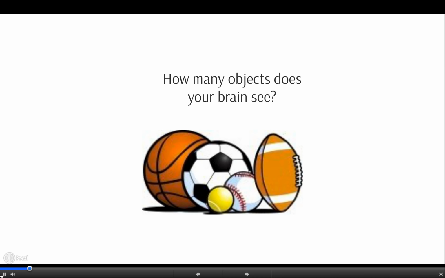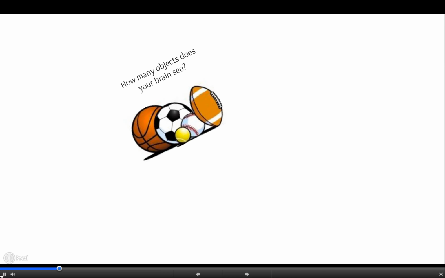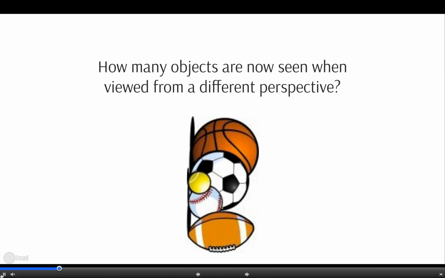Let us begin by asking a simple question. How many objects do you see? Do you see one object, or do you see 5? How about when viewed from a different perspective? Do you still see 5 objects, or do you see 1?